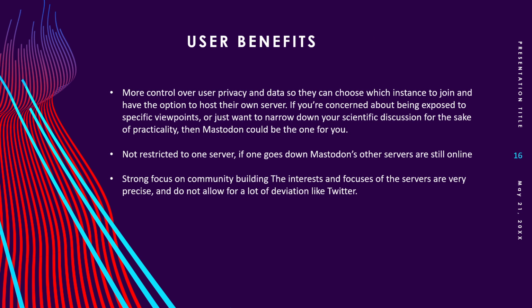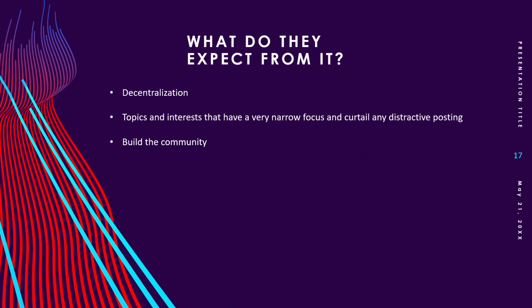So, some user benefits for Mastodon is more control over user privacy and data, so they can choose which instance to join and have the option to host their own server. If you're concerned about being exposed to specific viewpoints or just want to narrow down your scientific discussion for the sake of practicality, then Mastodon could be the one for you. It's also not restricted to one server. If one goes down, Mastodon's other servers are still online. And there is a very strong focus on community building. The servers are very precise and they do not allow for a lot of deviation like Twitter.